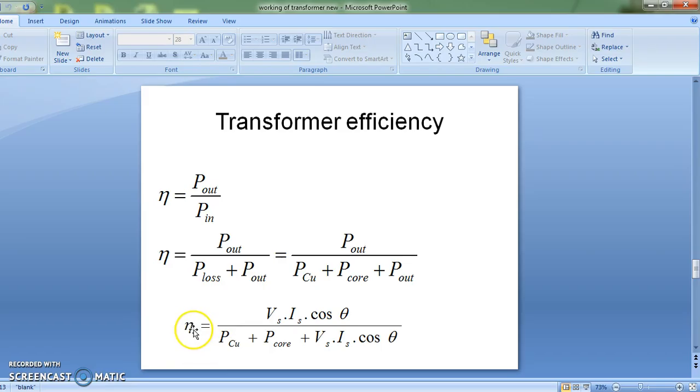Efficiency's formula is again efficiency equals Vs Is cos theta divided by copper loss plus core loss plus Vs Is cos theta. Now Vs Is cos theta is nothing but the output power, meaning voltage across the secondary side times current in the secondary side times cos of angle theta.